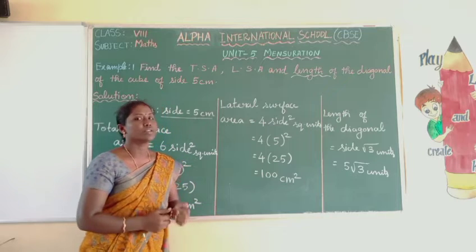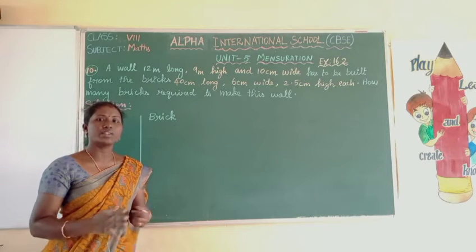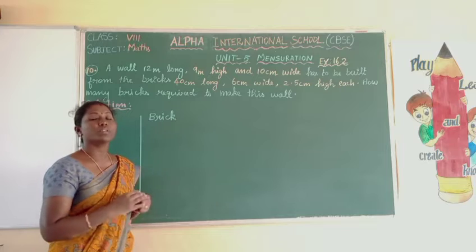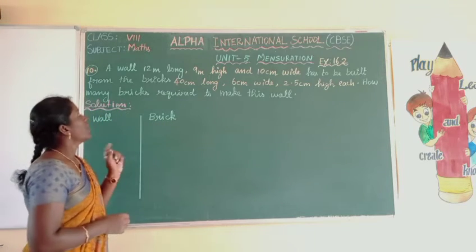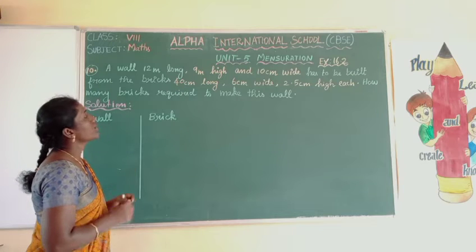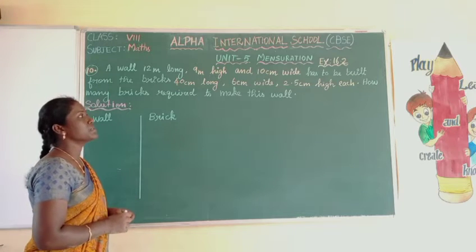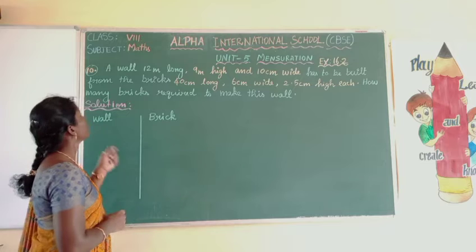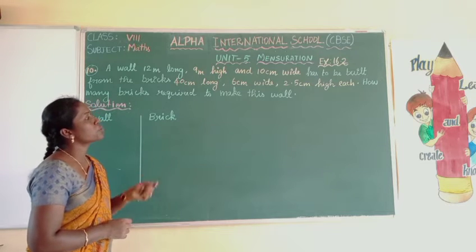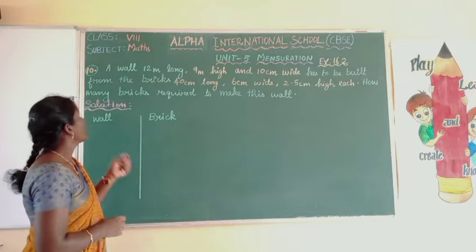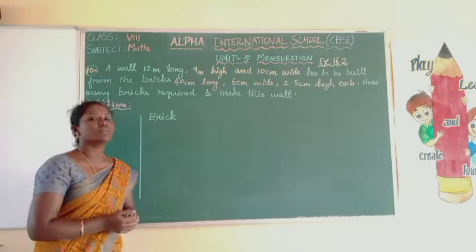Okay. Now in exercise 16.2, already we have completed up to the 9th problem. Now we are going to solve the 10th problem. See here the question: a wall 12 meter long, 9 meter high and 10 centimeter wide has to be built from the bricks 40 centimeter long, 6 centimeter wide and 2.5 centimeter high each. How many bricks are required to build this wall?